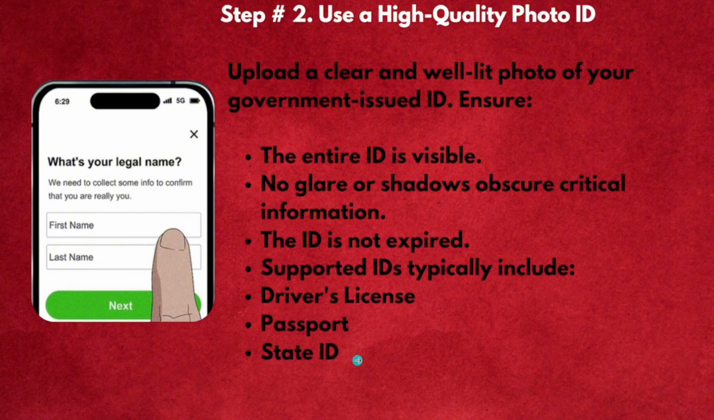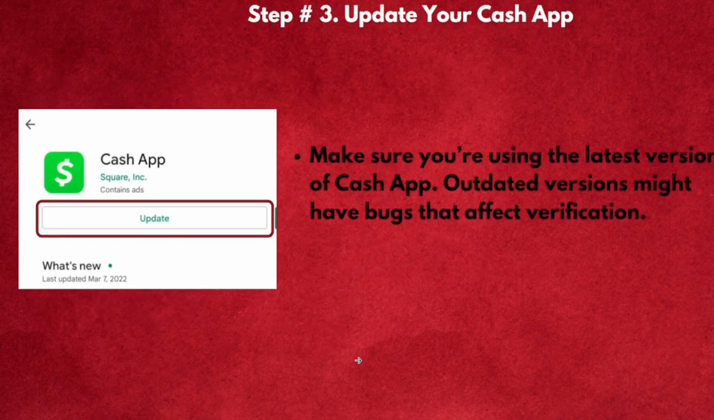Step number 3 is to update your Cash App. So make sure you're using the latest version of Cash App. Outdated versions might have bugs that affect verification. So make sure you update the application.